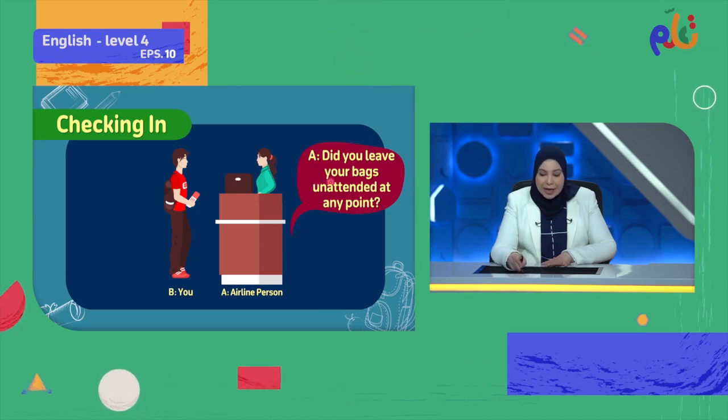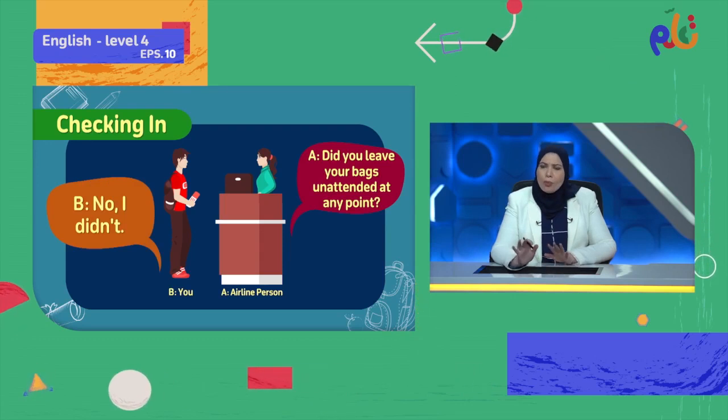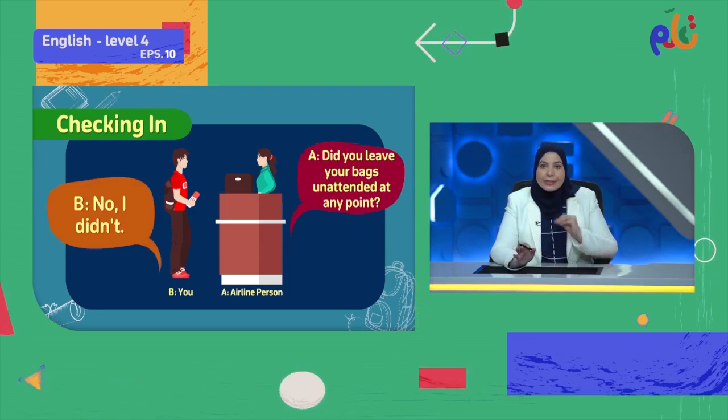Did you leave your bags unattended at any point? No, I didn't. So this is me confirming that everything inside the bag or whatever you might find inside the bag is mine.